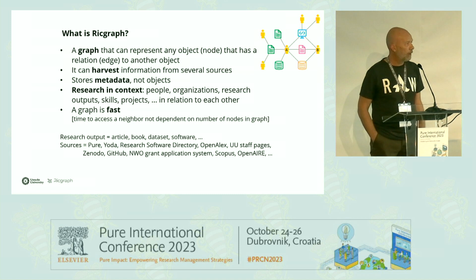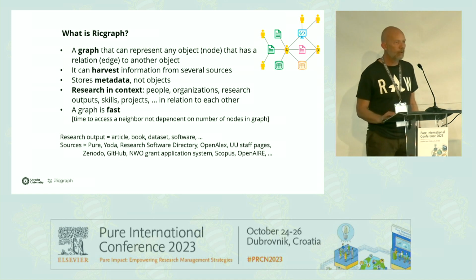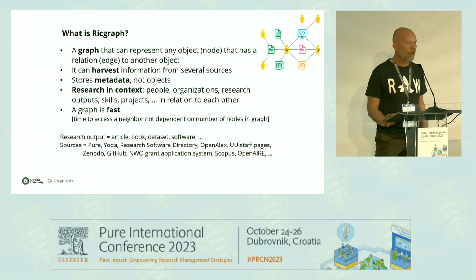It only stores metadata, obviously, and it's intended to show research information in context. So different types of entities and how they connect to each other. One of the main advantages of a graph is that it's very fast in retrieving information. So queries designed for a graph can be simple or complex, nested, but they're still very, very fast.